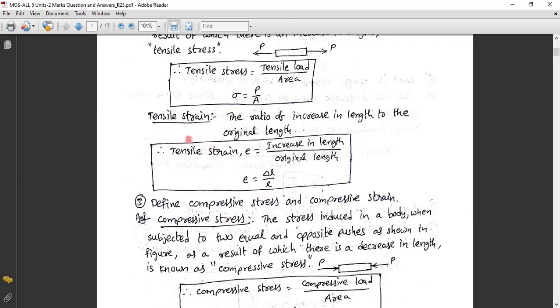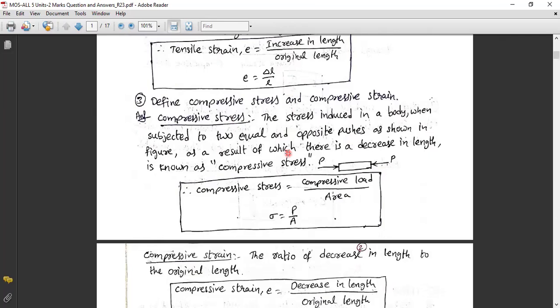Now tensile strain. It is the ratio of increase in the length to the original length. Stress is there, and what happens to strain is that some change occurs, which is called strain. e is equal to increase in the length by original length. The length is increasing in strain. Stress is directly proportional to strain, so if stress is there in the body, strain definitely takes place.